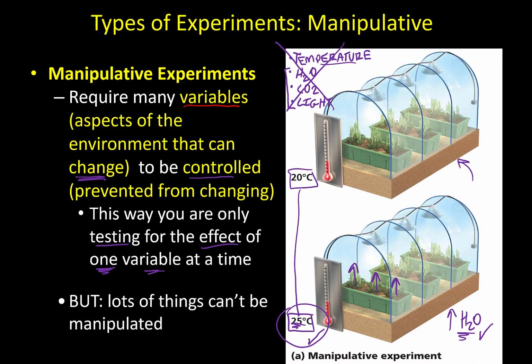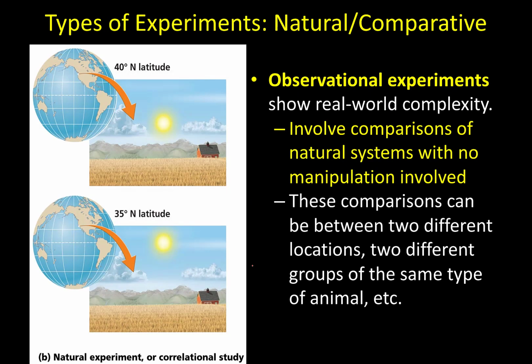The other problem is lots of really interesting variables can't actually be manipulated. They're too big and they're out of our control. Think of things like weather or tides. Too big and uncontrollable. Much more complicated than what we're able to recreate in an artificial environment as well. So there are limitations to manipulative experiments. That's where observational experiments come into play.